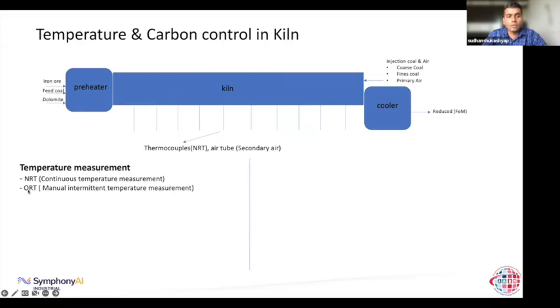And the other temperature measurement is manual, called quick response temperature, and this is done by manually inserting a thermocouple inside the kiln, and it is done infrequently. So every 4 to 6 hours, somebody manually goes here, inserts the thermocouple inside, and takes a temperature measurement.